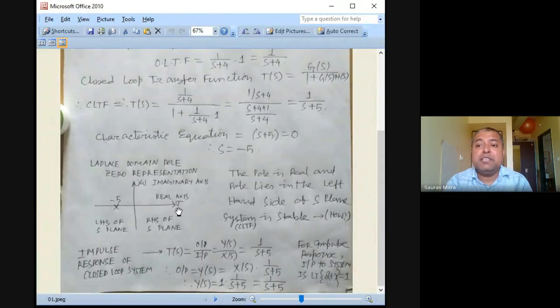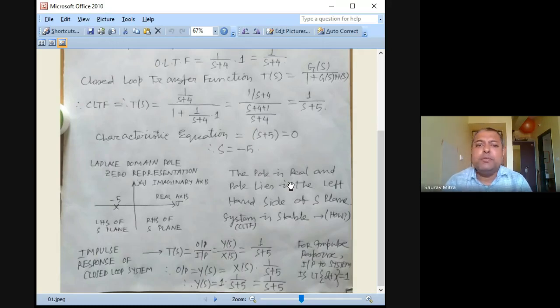Okay, so for stability of the system, we try to find out the position of the pole in case of any system. We will discuss that, but before that, let us go for what is meant by impulse response. So in this case, the pole is real, because the pole is only minus 5. It is not minus 5 plus j2 or minus 5 minus j2. A pole can have both parts, real part as well as imaginary part. In this case, the pole has only a real part, that is minus 5. So it's called a real pole.